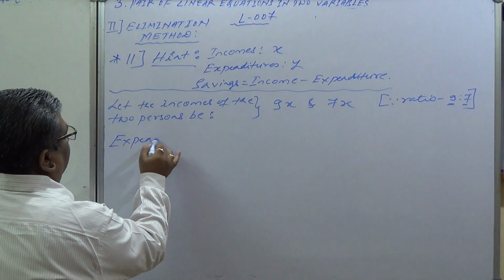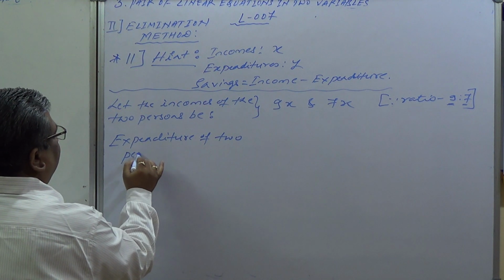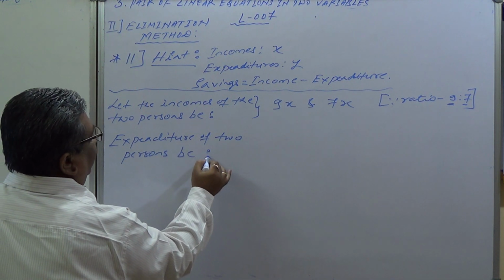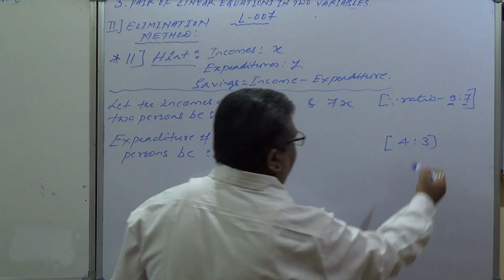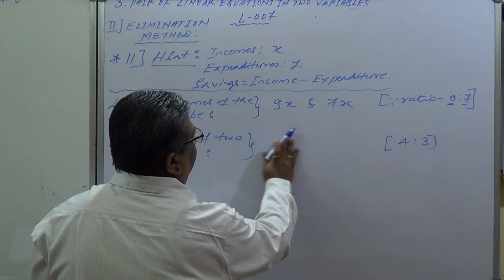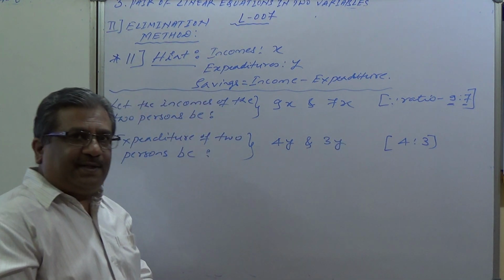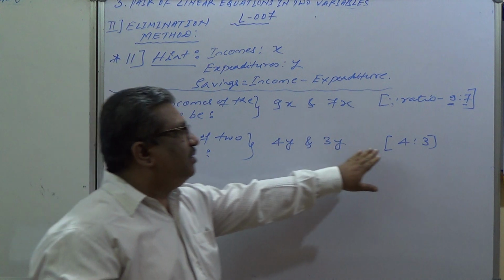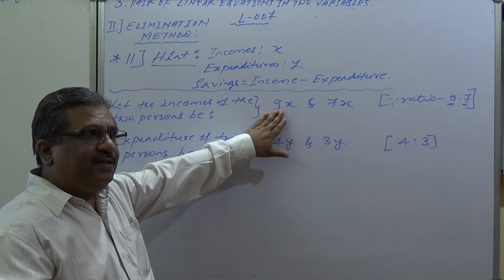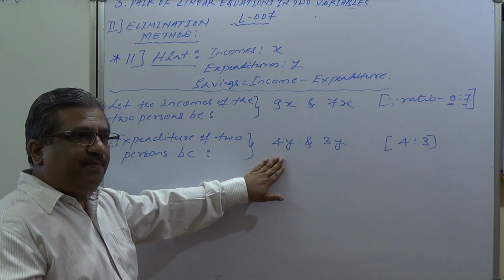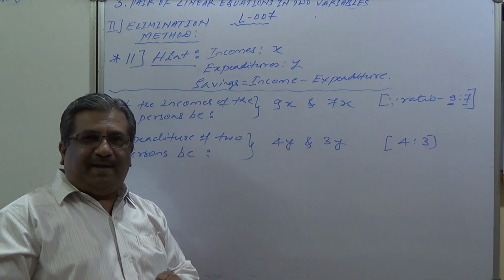Expenditure of two persons. What is the ratio given? 4:3 ratio, and therefore 4y and 3y. There are two persons involved, 4y is to 3y. Therefore, income of first person 9x, expenditure 4y. What is his savings? 9x minus 4y.